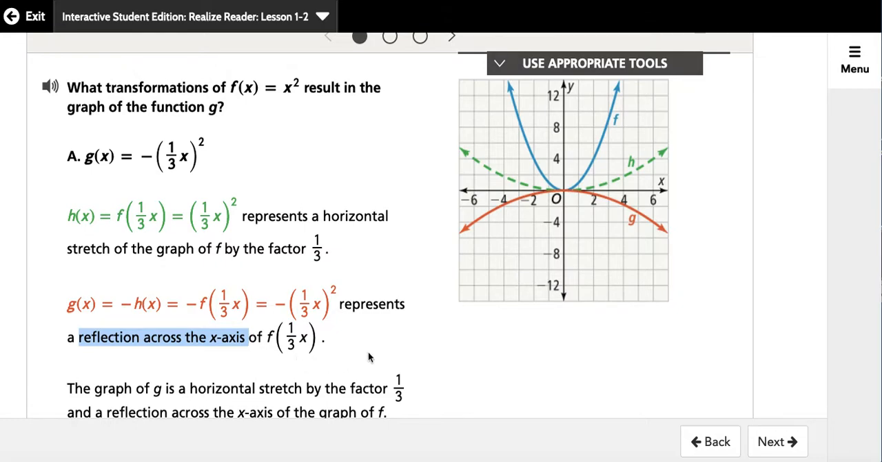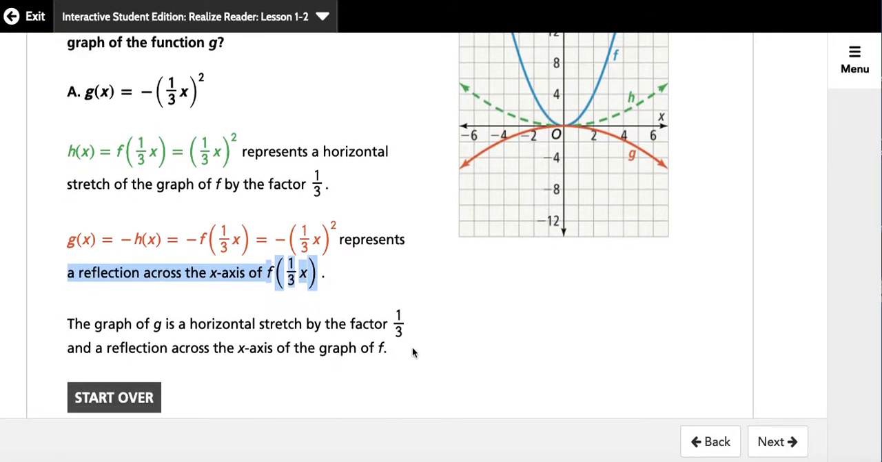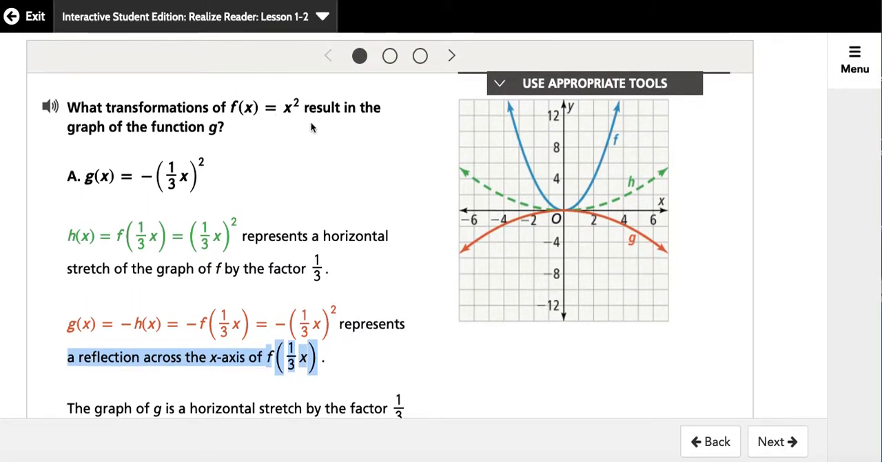and the negative is a reflection across the x-axis. So I went from blue to green to red, and the key things that you would be stating on the homework or possibly on the quiz is a horizontal stretch by a factor of 1/3, and then a reflection across the x-axis of f of 1/3 x. Okay? And did they ask for anything else? Nope, just the transformations. Let's look at the next one.